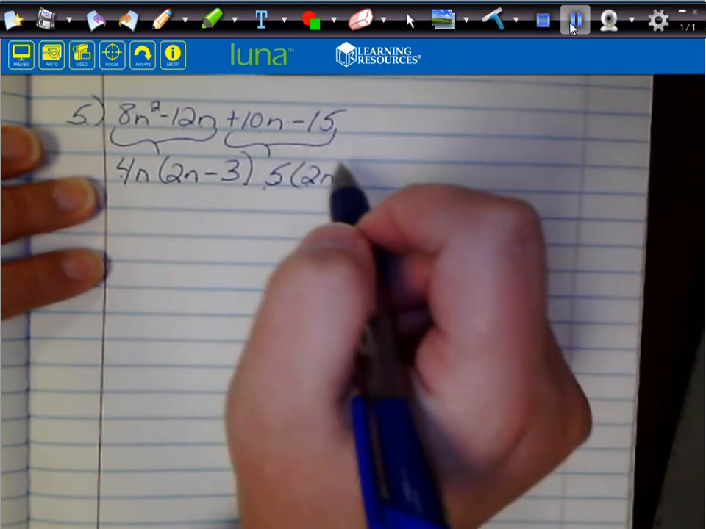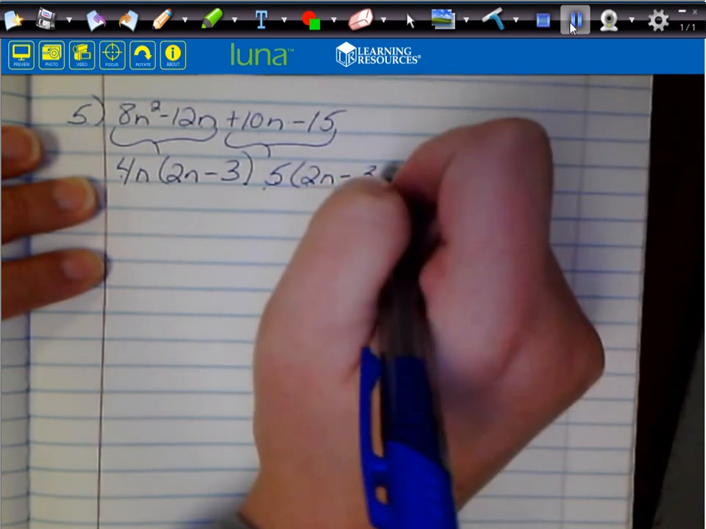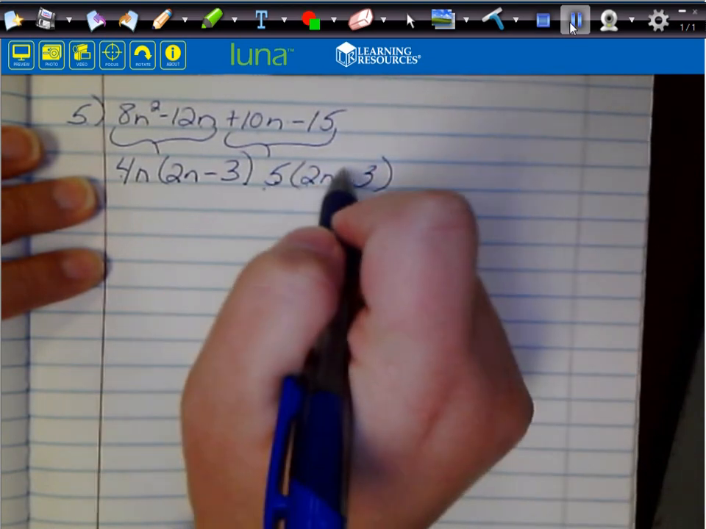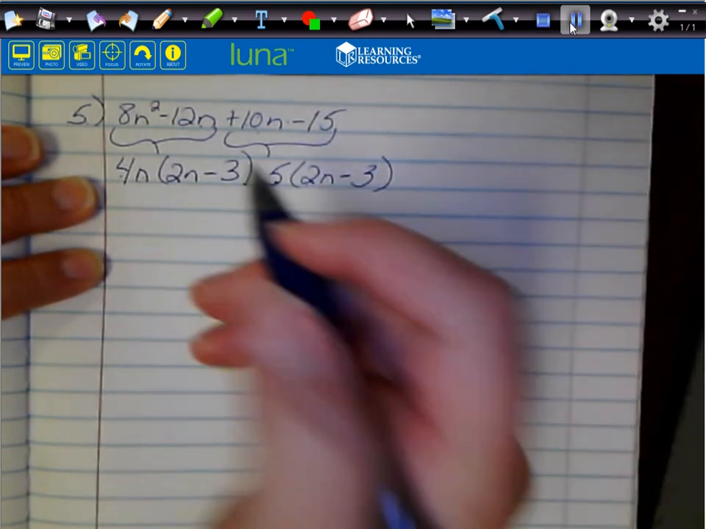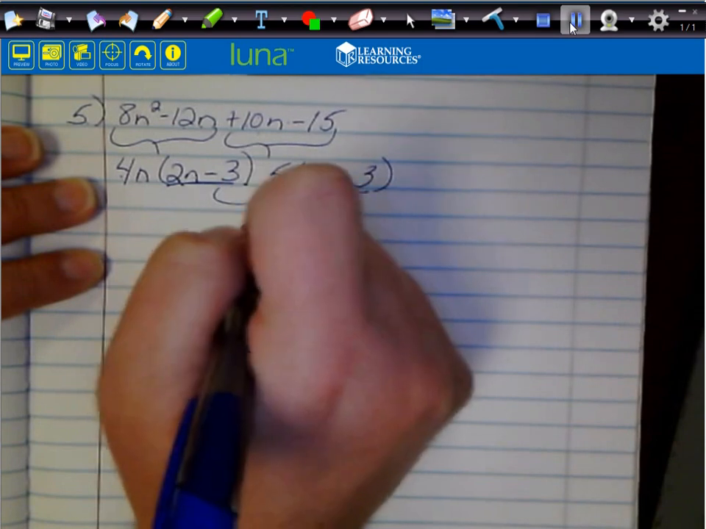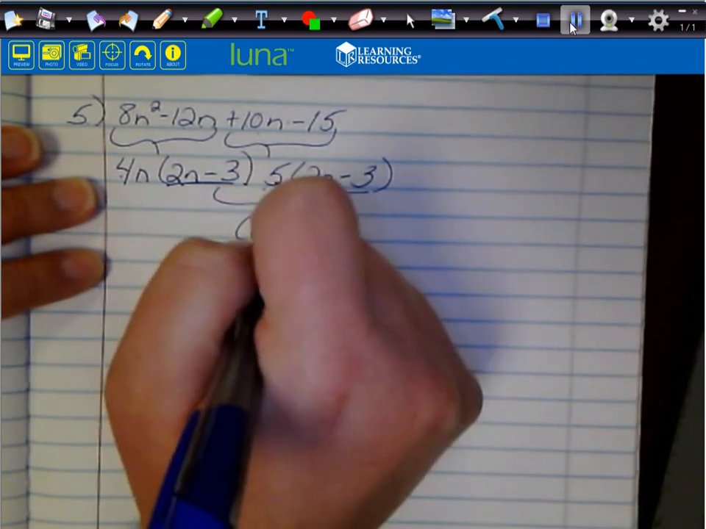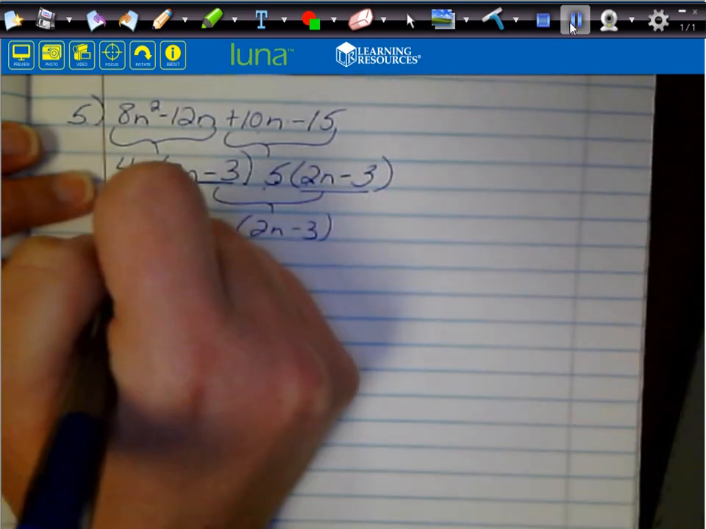Again, bring down my minus. 15 divided by 5 is 3. So 5 times negative 3 is negative 15. Make sure those signs are working. Again, we got the same thing on the inside of the parentheses. So that's going to make up one set of parentheses.